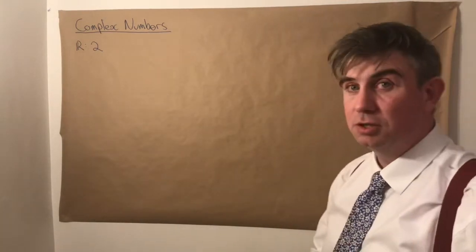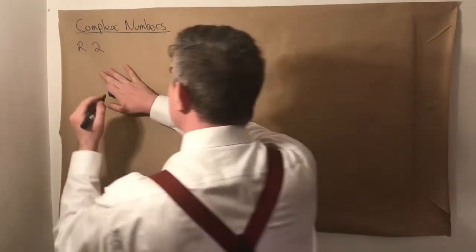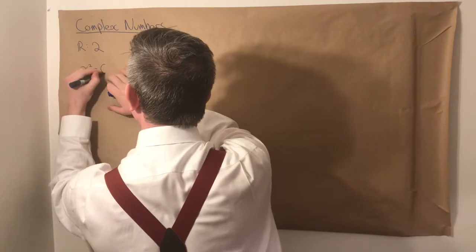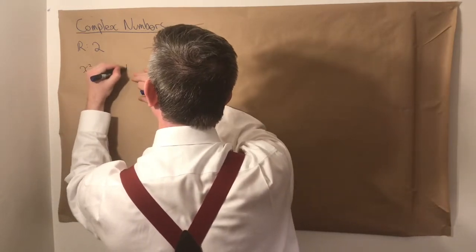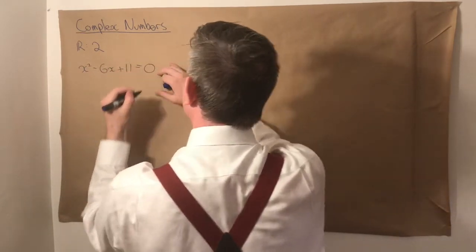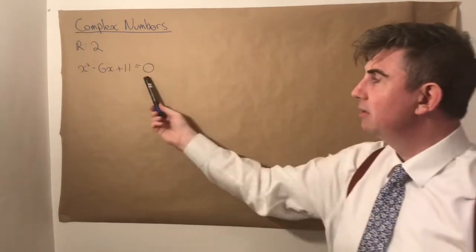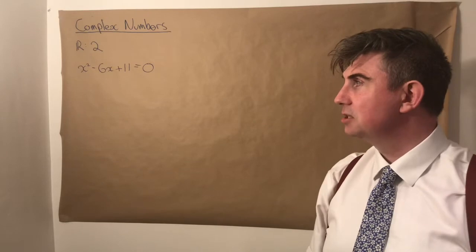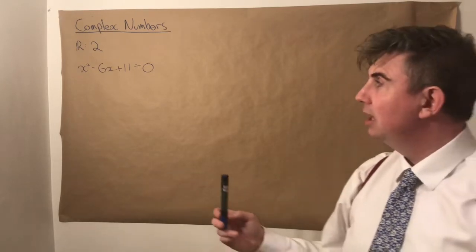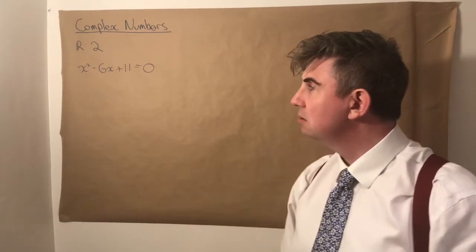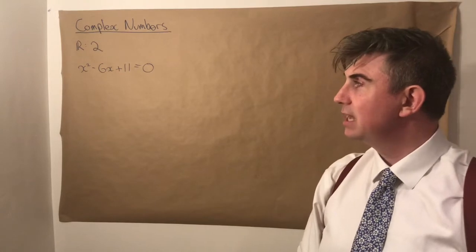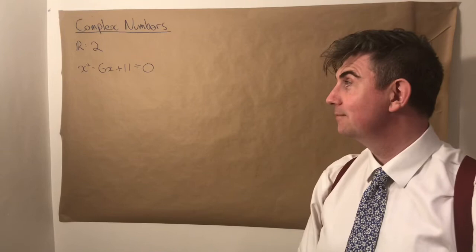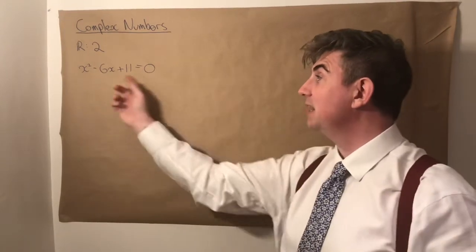So I'm going to get you to do some maths now in a moment. Can you guys have a go at solving x squared minus 6x, I think it's plus 11, is equal to 0. Can you have a go at solving that for me now? And maybe to get you started, I might just take a look at what type of equation this is. So this is a quadratic equation.